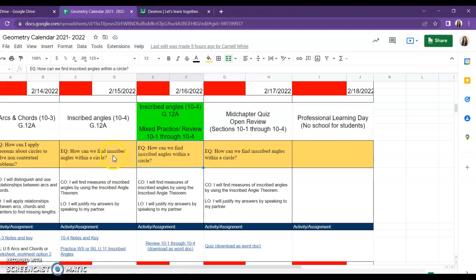So I want to give a real world example of what I did and how I use technology in the classroom. Yesterday our essential question was, how can we find inscribed angles within a circle? The content objective is I will find measures of inscribed angles by using the inscribed angle theorem, and I will justify my answers by speaking to a partner.